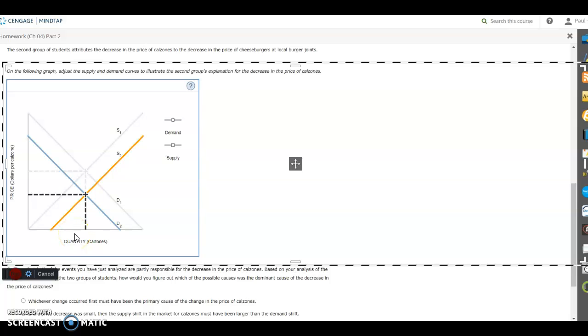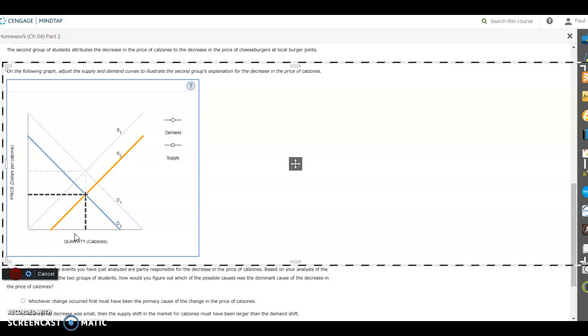So you really do not know what happens to quantity unless you know which shift is larger. That's why, if you don't know which shift is larger, the quantity is considered ambiguous, meaning you don't know its direction. It could have gone up, it could have gone down, it could have stayed exactly the same. There are three possible outcomes for quantity.